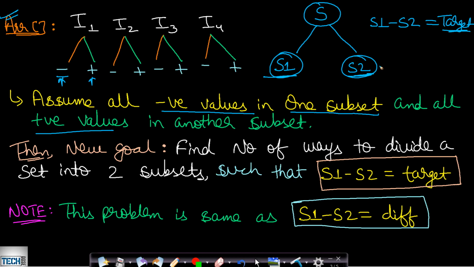This is the problem statement, right? So we are required to find the number of ways to divide a set into 2 subsets such that S1 minus S2 comes out to be equal to target.